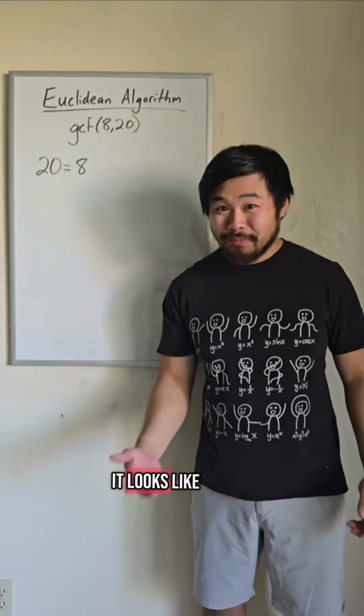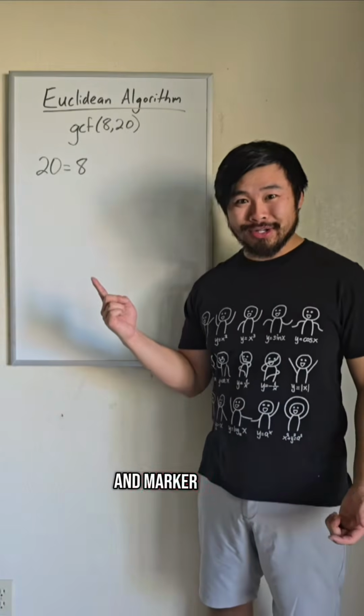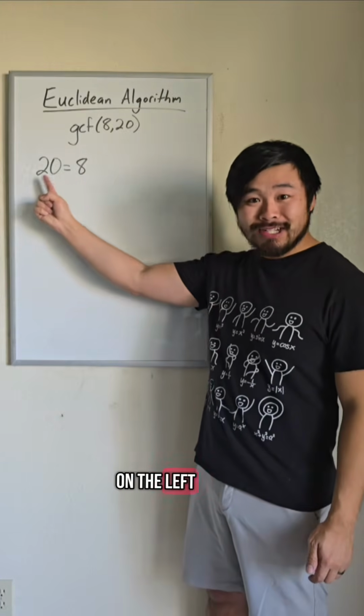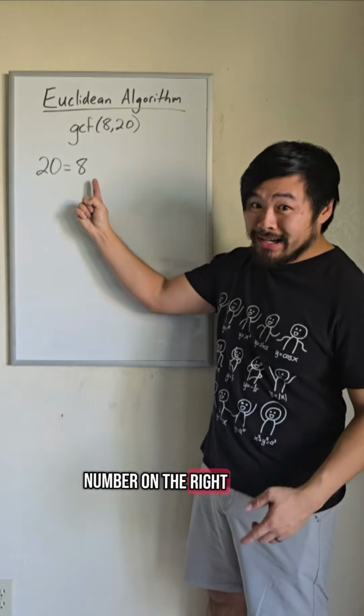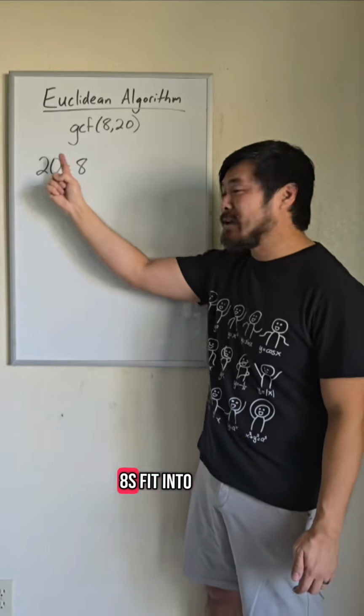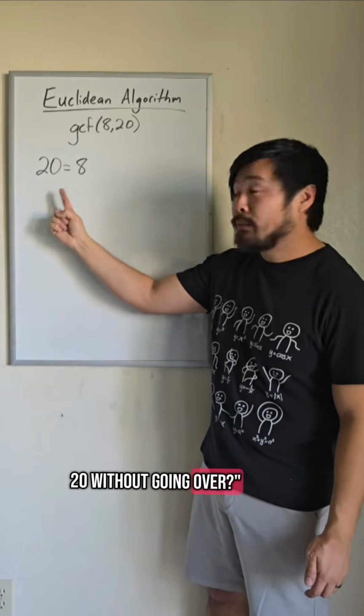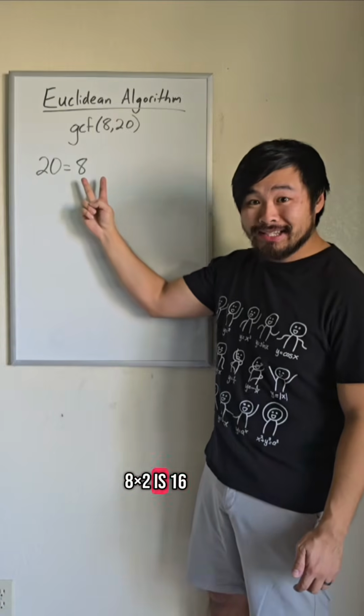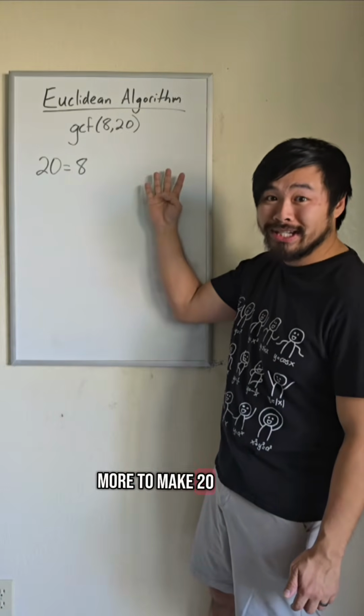Now, here's what it looks like on pen and paper, or whiteboard and marker. You always put the larger number on the left and the smaller number on the right. Now, we ask ourselves, how many 8s fit into 20 without going over? Well, 2. 8 times 2 is 16. I need 4 more to make 20.